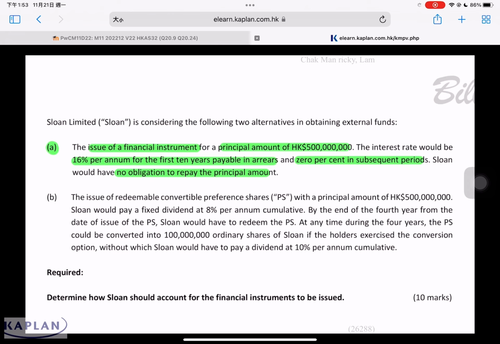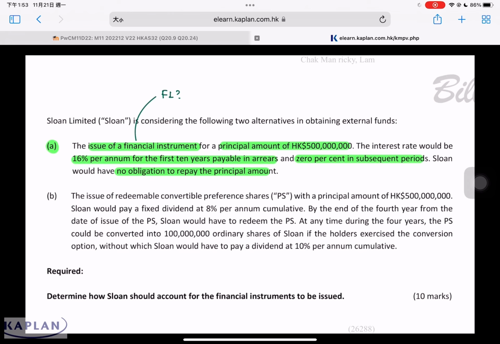For the issue of this financial instrument, we need to consider whether this is a financial liability or whether this is an equity instrument. It is an equity instrument only if it's not a financial liability. What is the meaning of financial liability? You have to consider the definitions of financial liability. We have to consider the contractual arrangements.